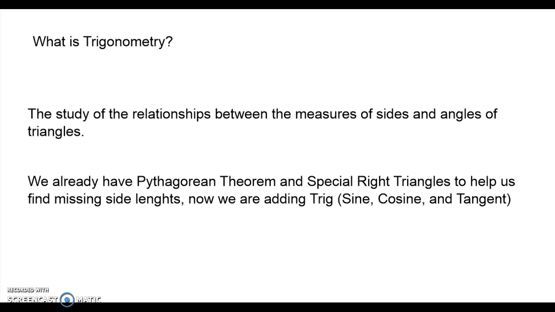We can always go back to the Pythagorean theorem if we can, and we can always do the special right triangles if we can. But there are going to be those cases where we can't use the Pythagorean theorem and we can't use special right triangles. So trigonometry is like that third step we take in solving for side lengths or even angles in triangles.